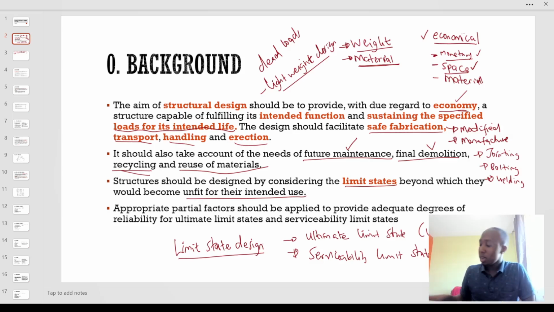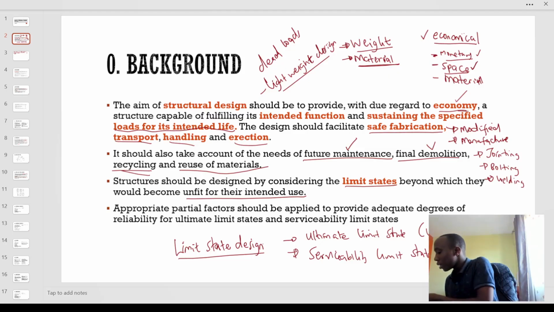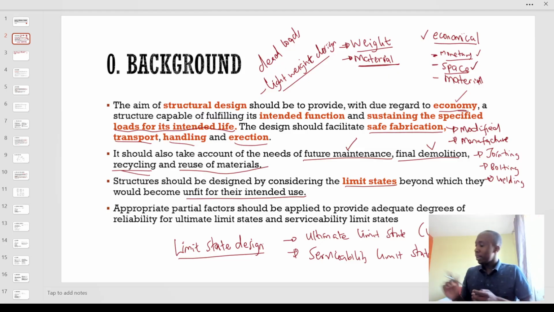By the way, you should be telling me whether you're getting me. But let me log in using this account just to monitor what you guys are seeing. Yeah, Mwalimu, can you repeat about the serviceability? About serviceability. Okay. Good. All right, I can see.